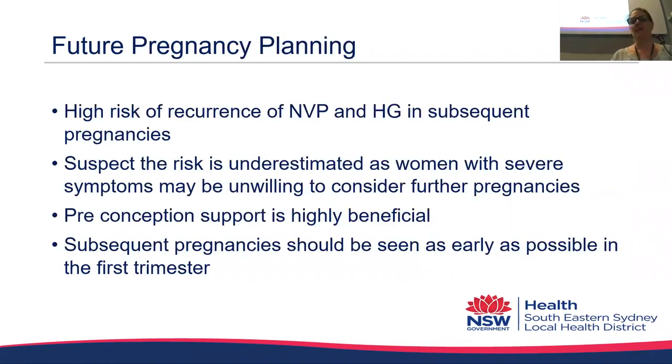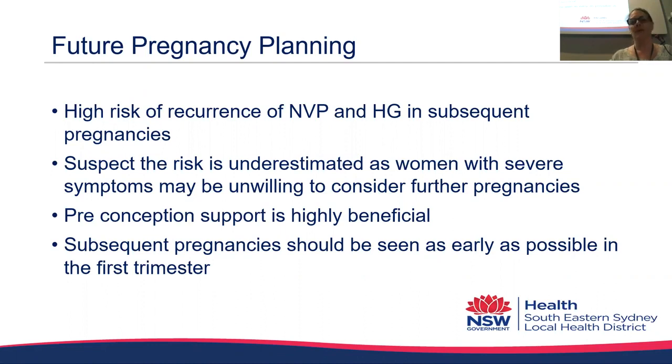When looking at planning a future pregnancy, research findings suggest that the recurrence risk is high, but it's difficult to estimate as women with severe symptoms may be unwilling to consider a further pregnancy. Women who experience severe NVP or HG will benefit from preconception support, counselling, and early or preemptive treatment with antiemetic therapy. Literature supports that early intervention provides better outcomes when compared to those women commencing treatment later in their pregnancy.